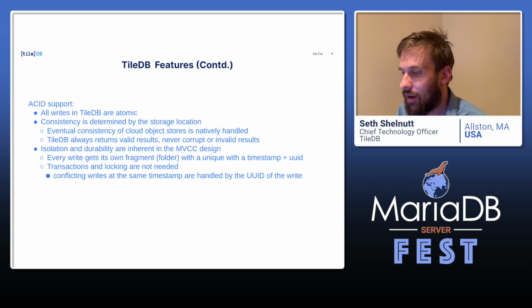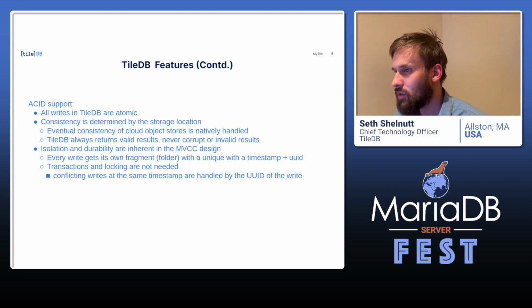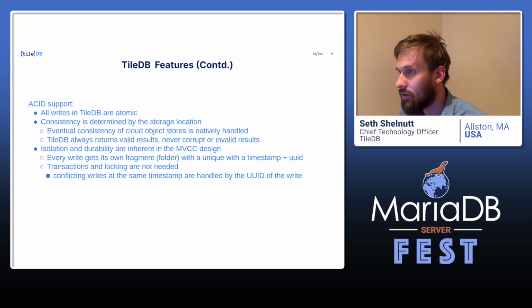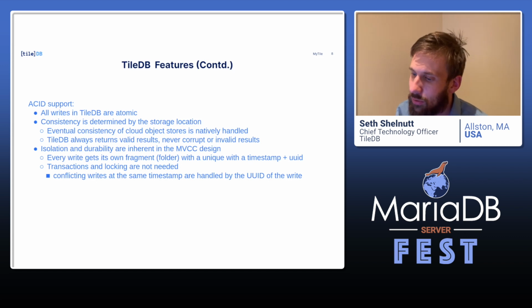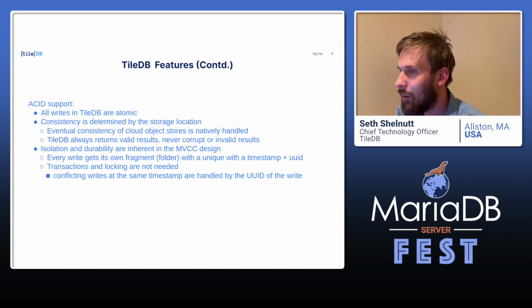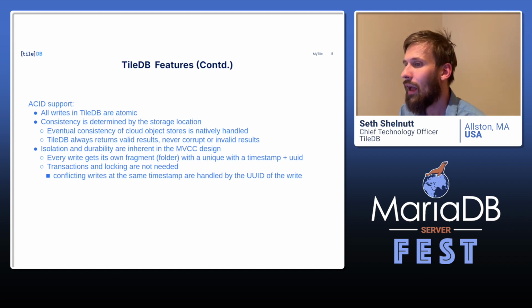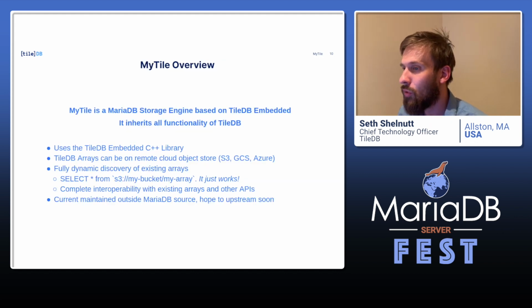Isolation and durability is inherent in the MVCC design. Since every write gets its own fragment, which is basically a folder or a prefix, there's no collisions. Every fragment is unique with a timestamp and a UUID, so there's no collisions that occur between 2 writes. Transactions and locking are simply not needed for TileDB, and you get the full multi-reader, multi-writer design without this. Conflicting writes that happen at the exact same timestamp, while highly unlikely, do occur, and those are handled natively by the UUID, and the ordering of that is based off the UUID.